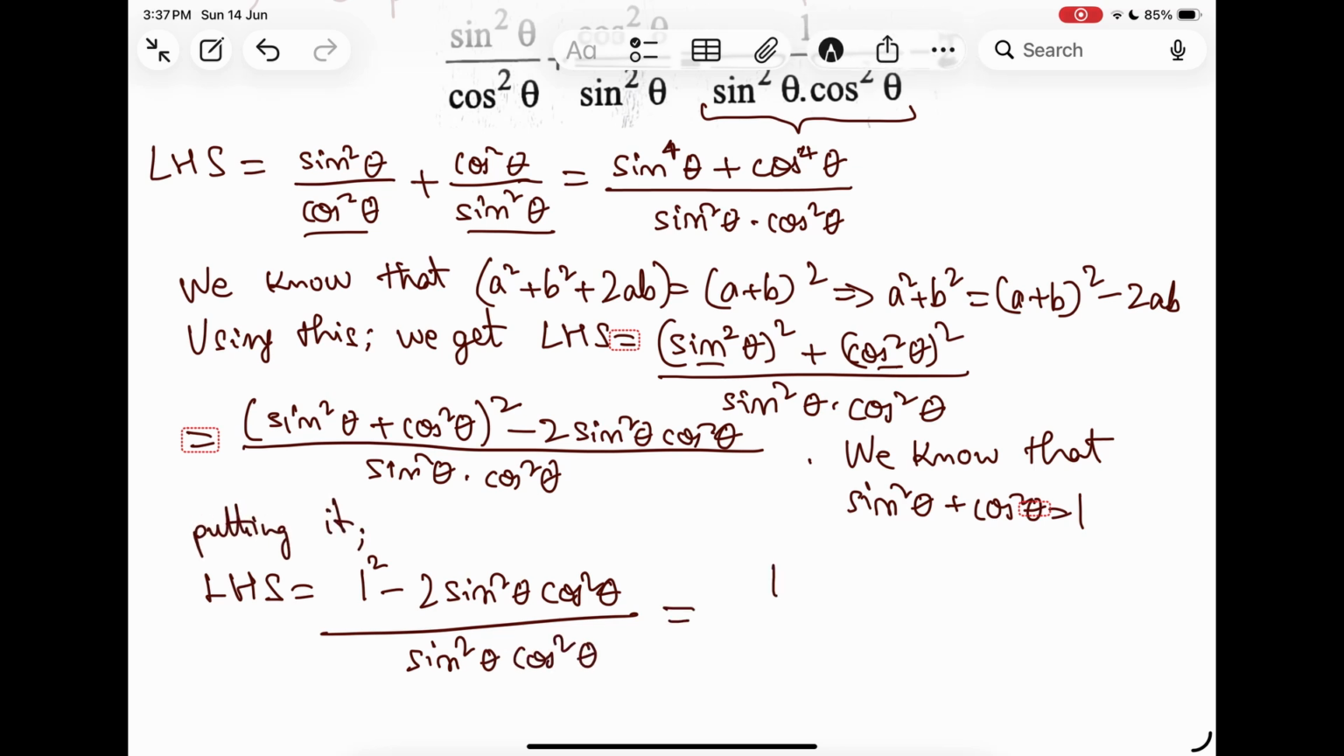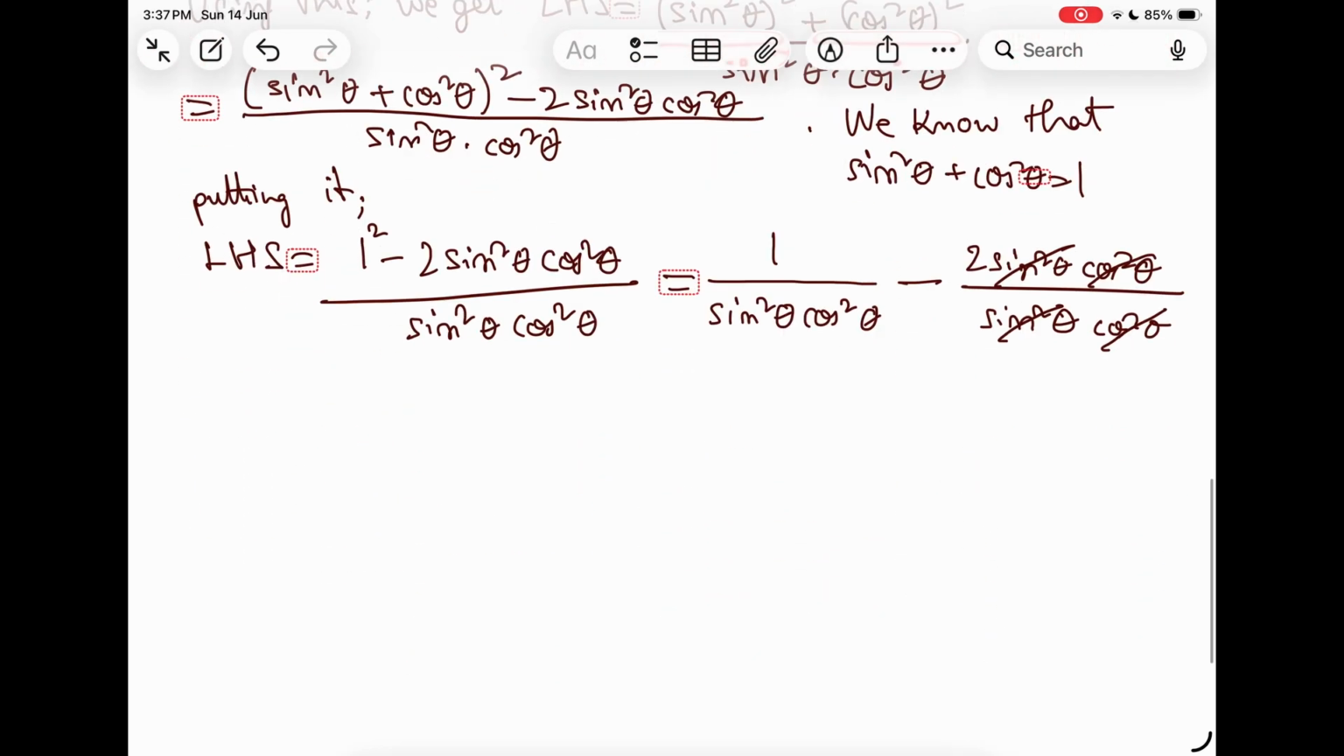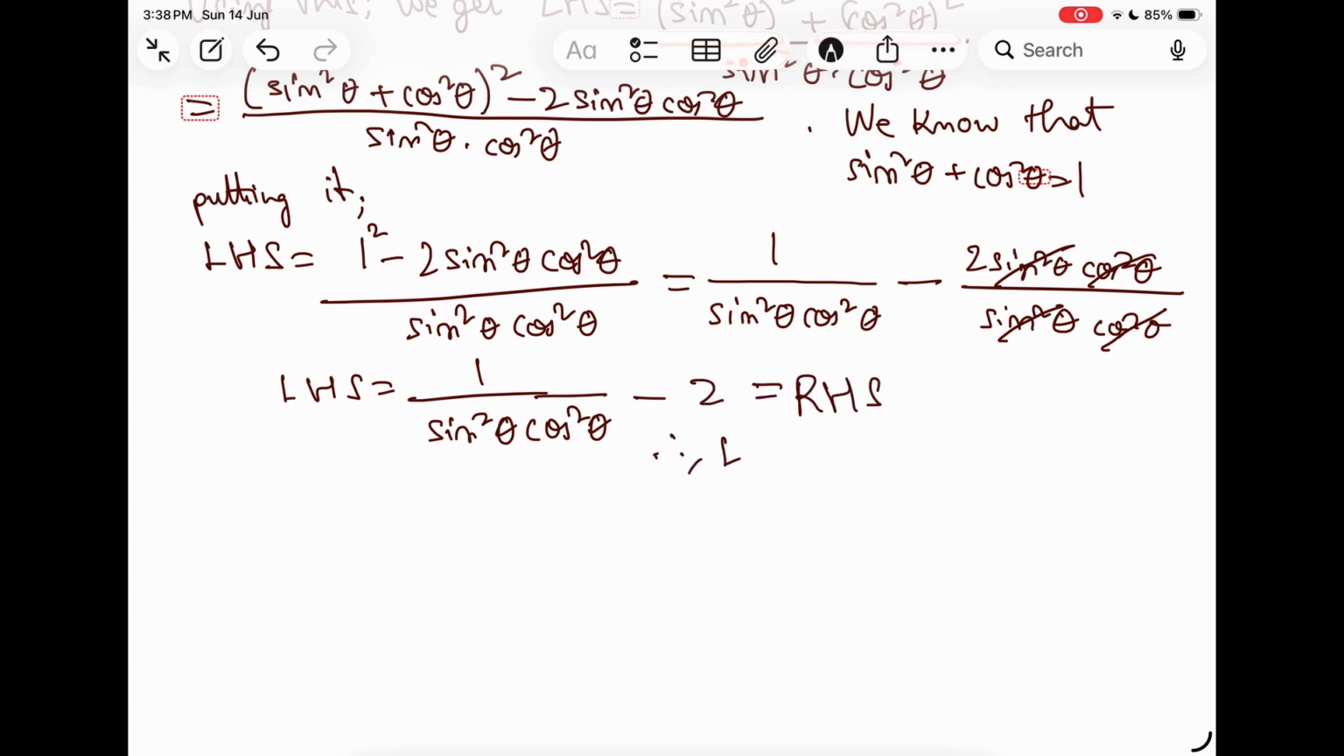Now clearly you can see that 1 upon sine square theta cos square theta can be written separately, and the minus 2 sine square theta cos square theta term upon sine square theta cos square theta term can be written separately, and by cancelling the terms out in the second expression we get LHS equal to 1 upon sine square theta multiplied with cos square theta minus 2, that is equal to RHS. Hence we have proved that LHS equal to RHS.